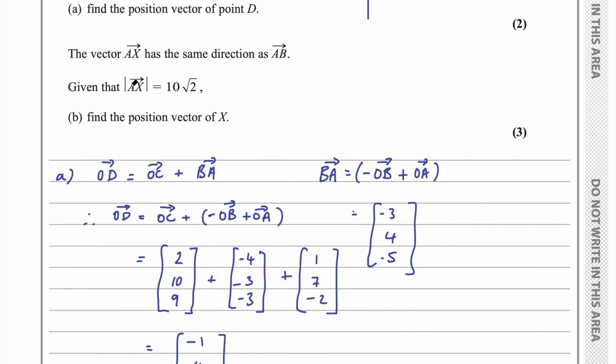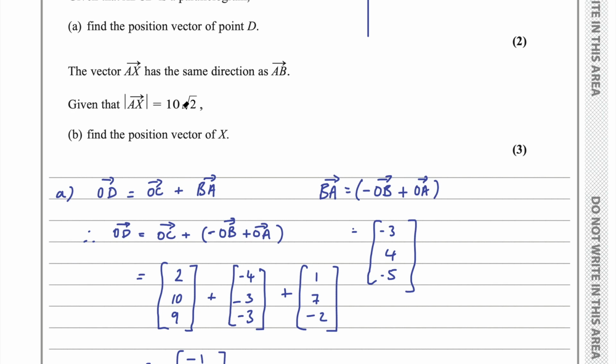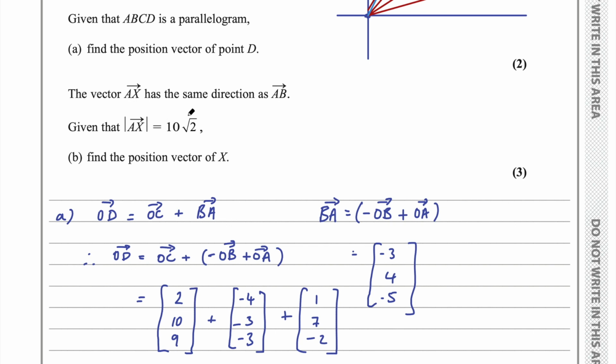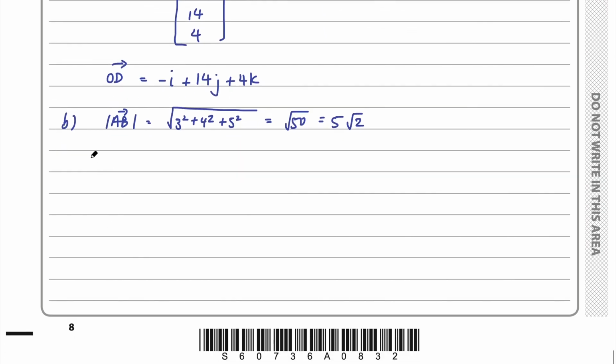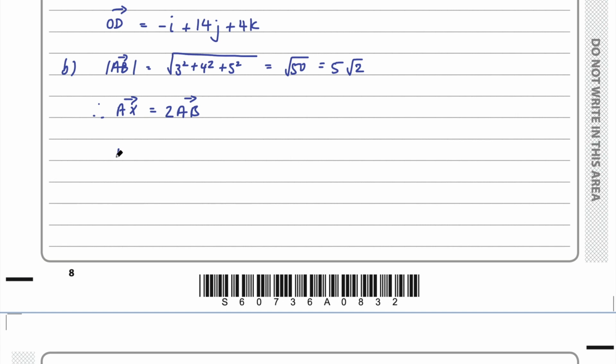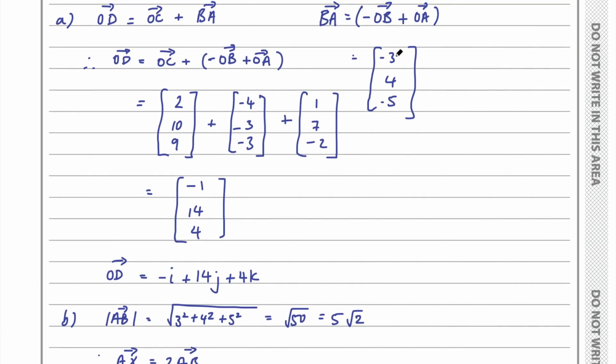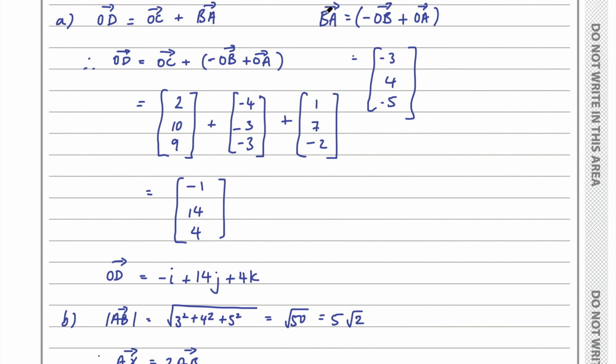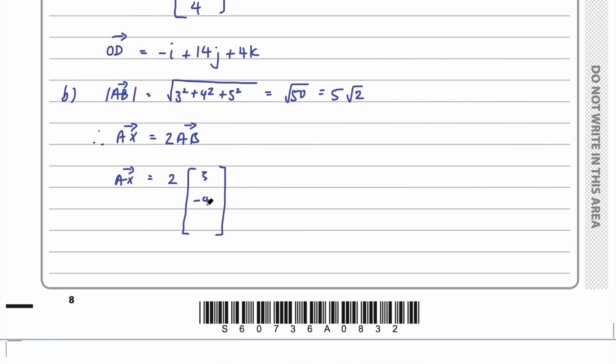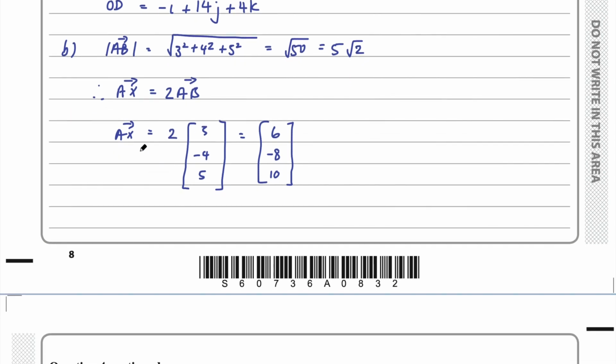And let's have a look at the magnitude of AX. That was 10 root 2. So we can clearly see that the magnitude of AX is twice the magnitude of AB. So let's state that now. Therefore, the vector AX is going to be 2 times the vector AB because they're going in the same direction. So AX equals 2 times the vector AB, and we figured that out before. That was (3, -4, 5). I'm just reversing those because we're going the other way. And this would equal (6, -8, 10). Again, I've just multiplied the vector AB by 2, which means you multiply 2 by all of the terms in the vector. So now we have the vector AX.